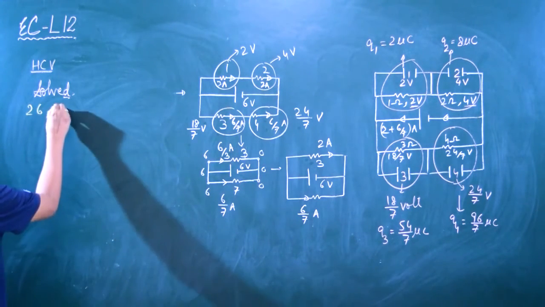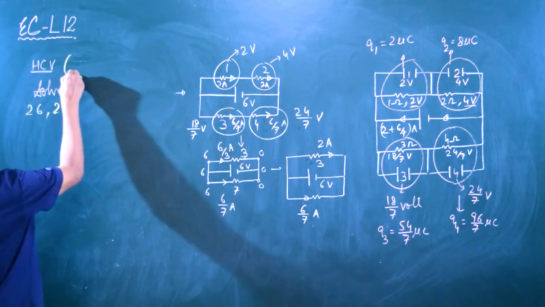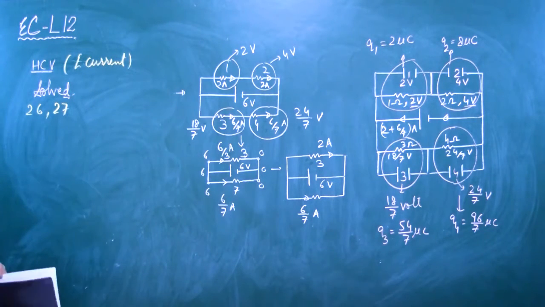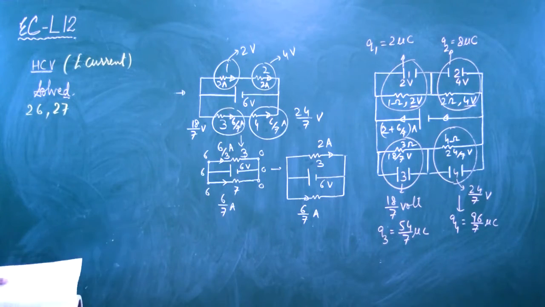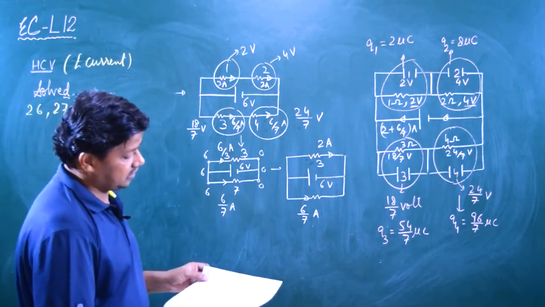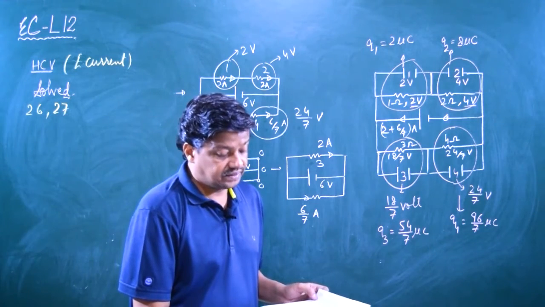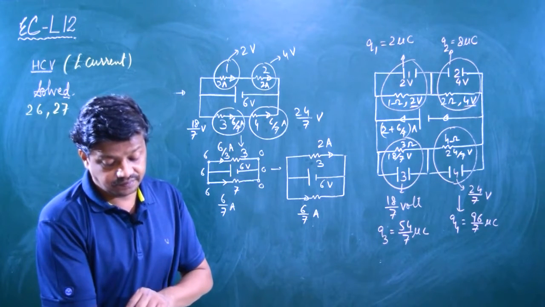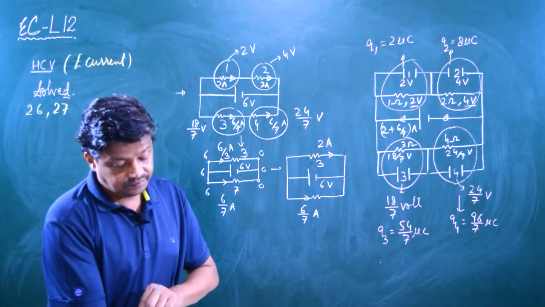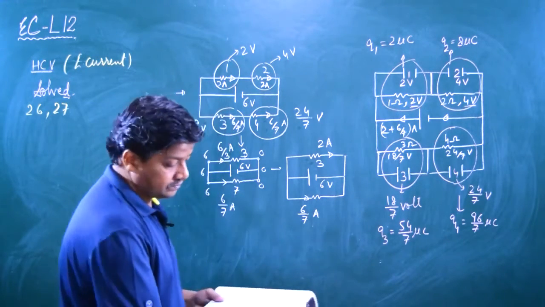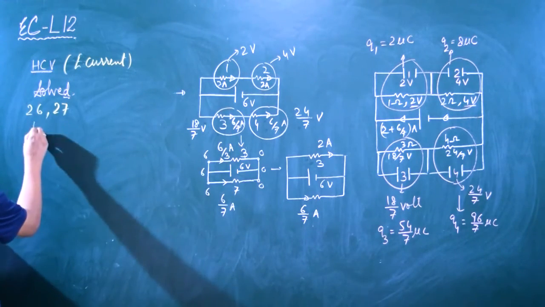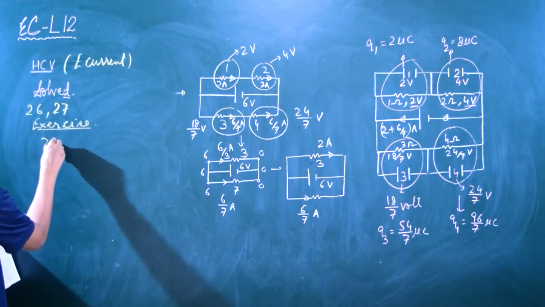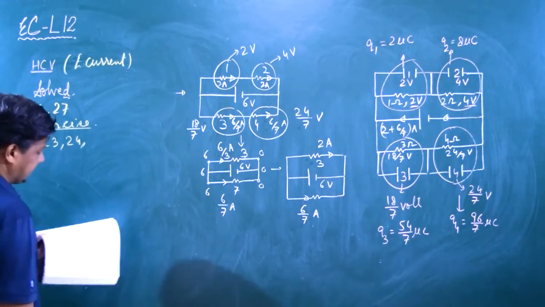Question number 26 and 27. The chapter will be electric current. Okay, whatever we have discussed so far, these questions are based on only that part. Okay, and from exercise question number 23, 24, these are basic questions.